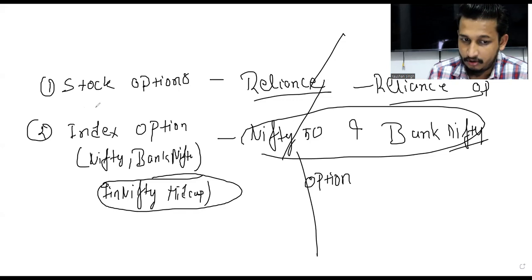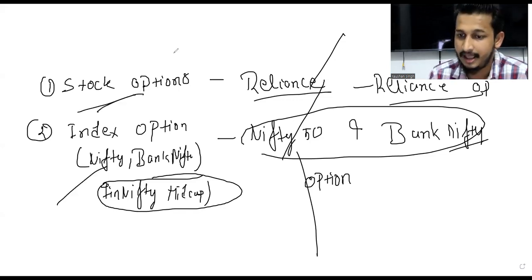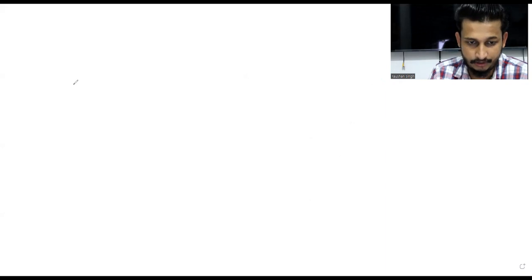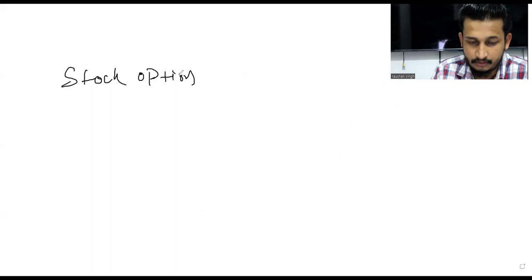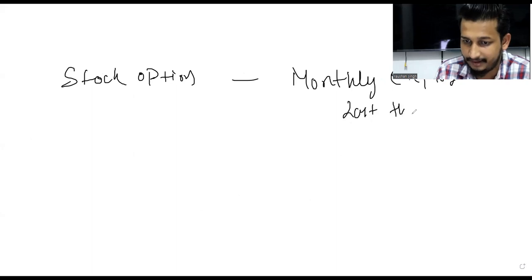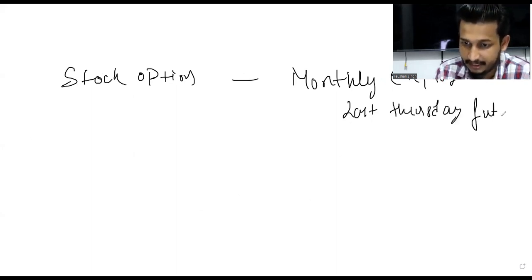The two types of options which we have, stock options and index options, they have expiry dates. ठीक है, उनके कुछ expiry dates होते हैं. So stock options जो हैं, उनकी expiry, it is only monthly expiry. Okay, it is only going to be monthly expiry, which means the last Thursday of every month, along with the futures, it will get expired.